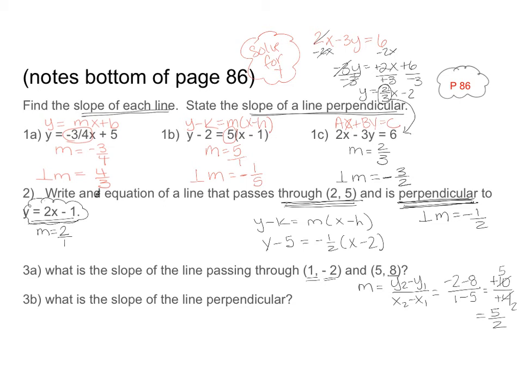So now it asks, what's the slope of the line perpendicular? Well, I remember that perpendicular slopes are opposite reciprocals. So the perpendicular slope would be the opposite reciprocal. So I would flip the 2 and 5, and it's the opposite sign. It makes it negative. The slope of the line perpendicular would be -2/5.